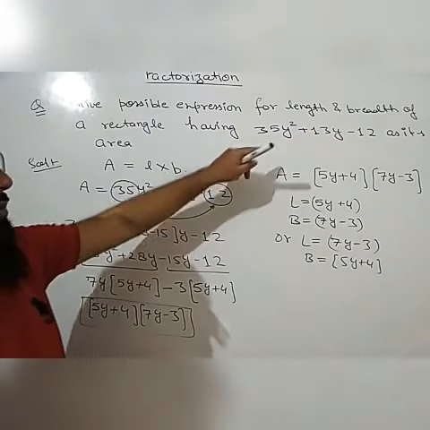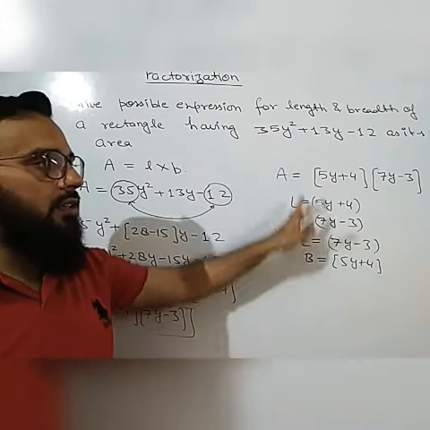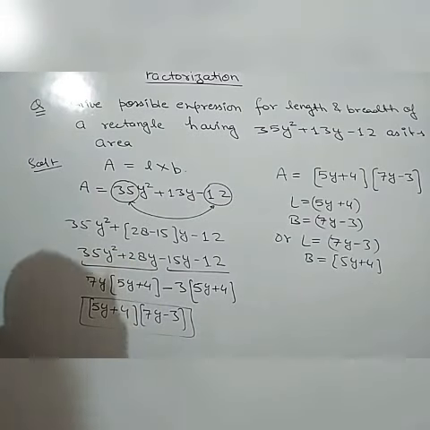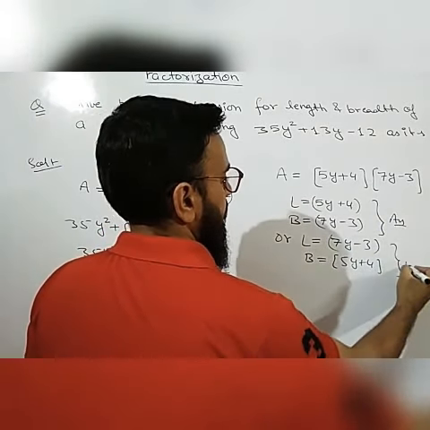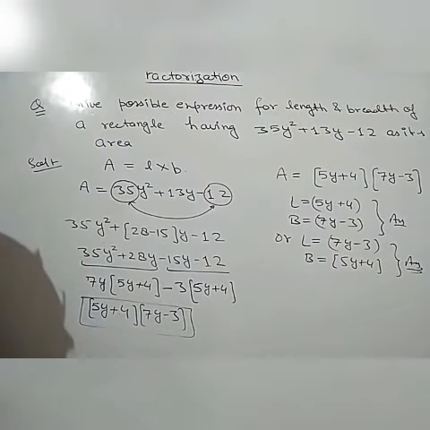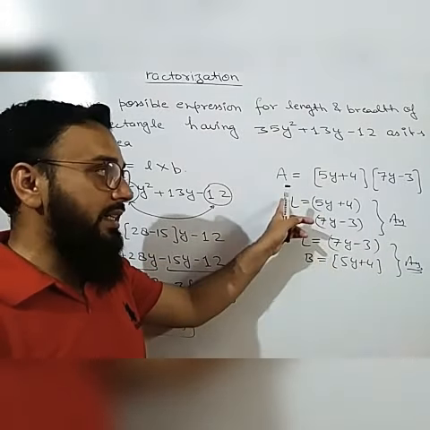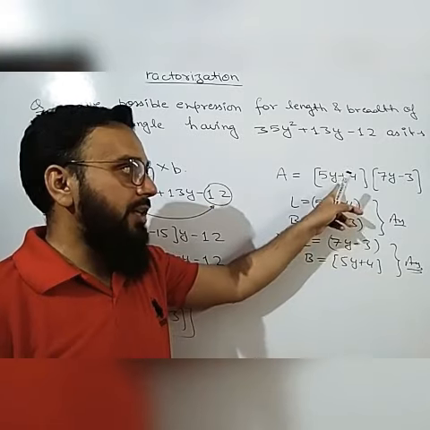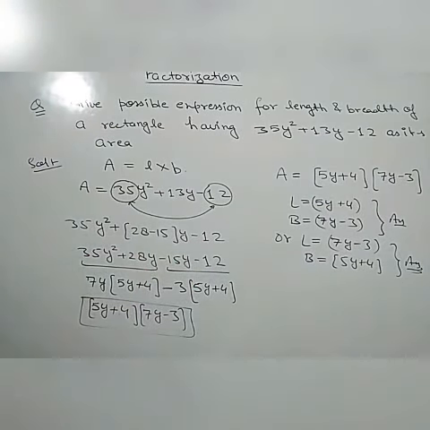Okay, so we have been given the area, and from this area we have found the length and width of this rectangle. Clear? So it is our answer. You have to give all the possible expressions, this answer also and this answer also, because the question asks for possible expressions. The possible expressions mean either it can be length or it can be breadth. If it is length, then the other will be breadth. If it is breadth, then the other will be length. So you have to tell all the possible expressions.